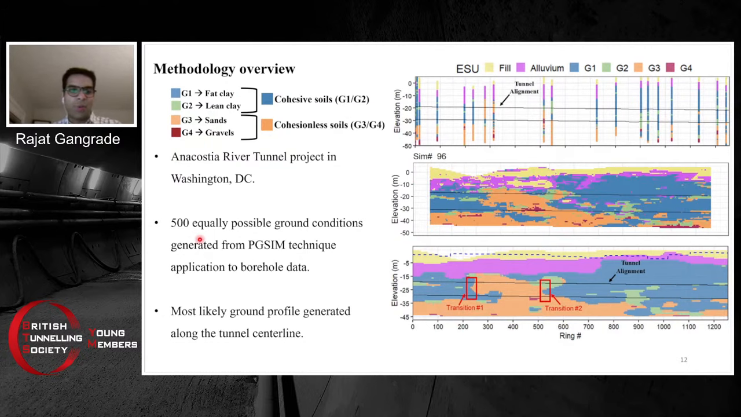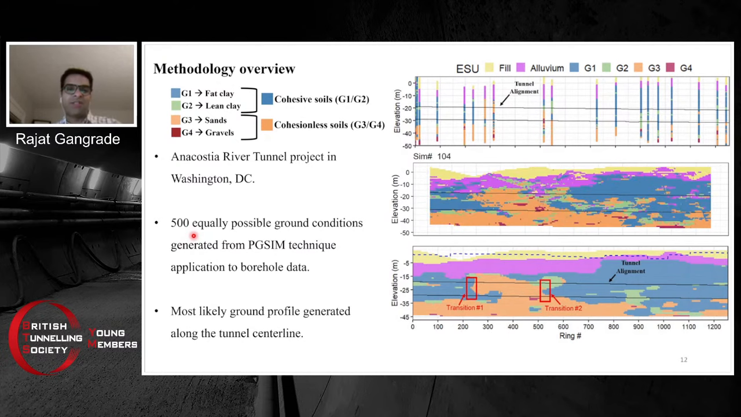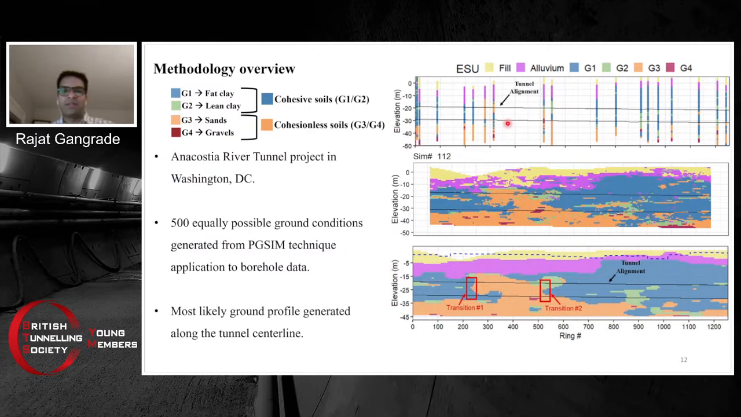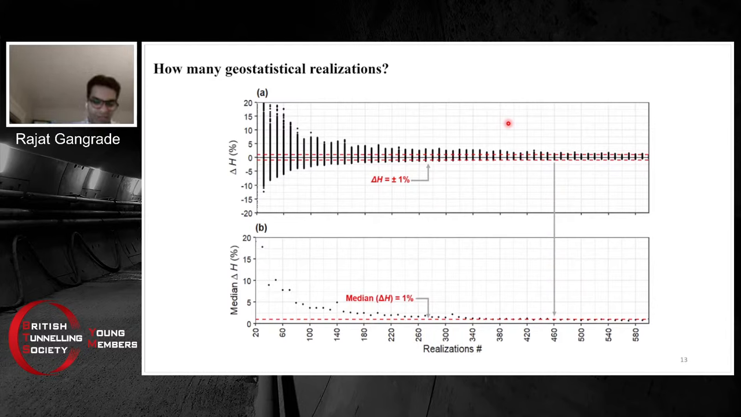A good question that comes up is, why did I generate 500? How many realizations do I need to generate when I am working with site investigation data from a tunnel project? So in this case, you need to generate as many realizations until your model is confident of simulating what it is simulating. When uncertainty is quantified from a set of realizations, the median of the difference in the uncertainty between subsequent sets of realizations should be less than 1%. And in this case, I generated 500 or more realizations, but at about 460 geostatistical realizations, I observed that the median of the difference in uncertainty between the subsequent sets remains less than 1%.